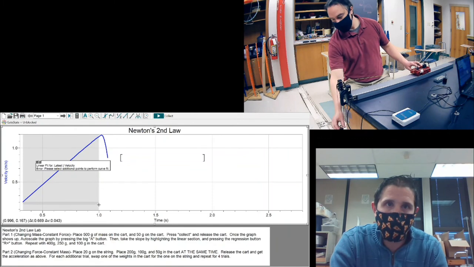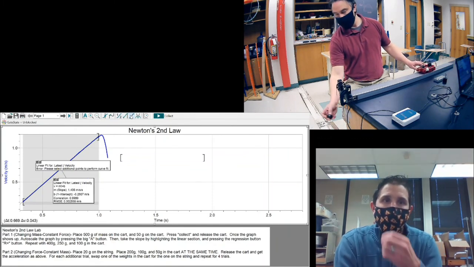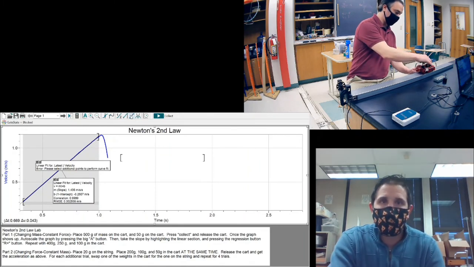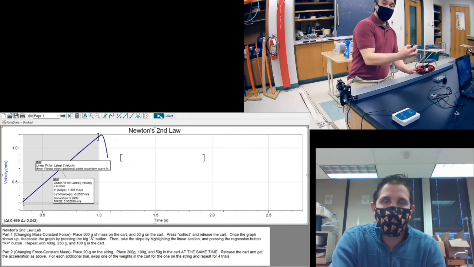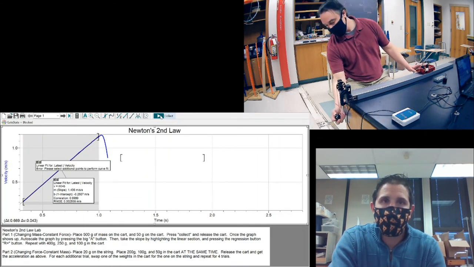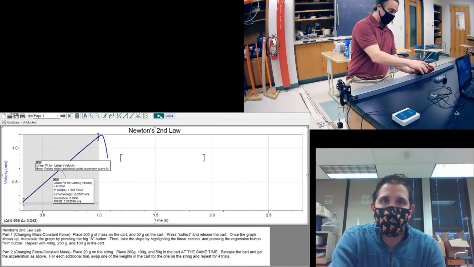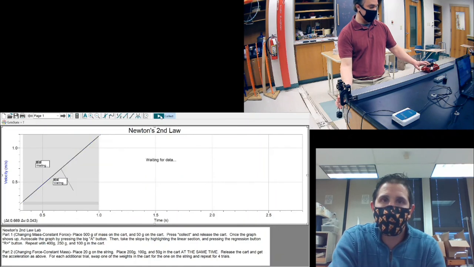Re-highlight that a little bit. Okay, for this one we got 1.436 meters per second squared. And now for the final trial, we're putting the 200 gram mass on the hook. The rest of the masses are back here on the cart. Okay, ready, set, go.